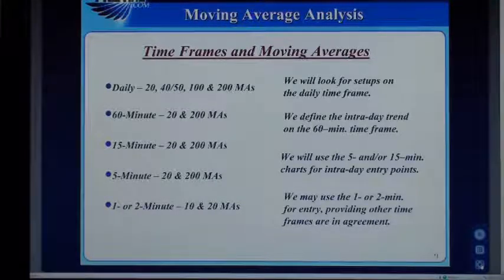On the 60-minute chart, the 15-minute chart, and the 5-minute chart, we'll use the 20 and the 200 period moving average. We're going to define the intraday trend with the 60-minute time frame. That'll be our longer term measure. And then the 5 and the 15-minute charts are the time frames that we're going to use for our intraday entry points that are in alignment with the 60-minute time frame.